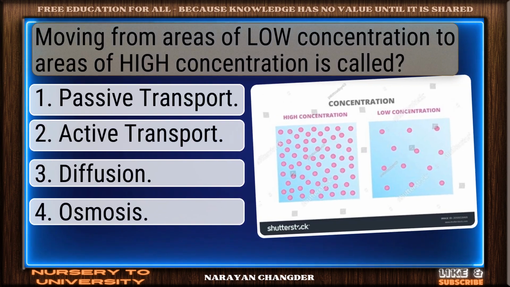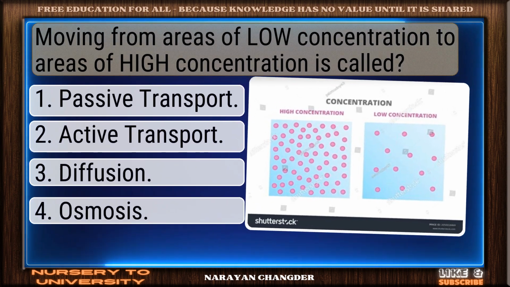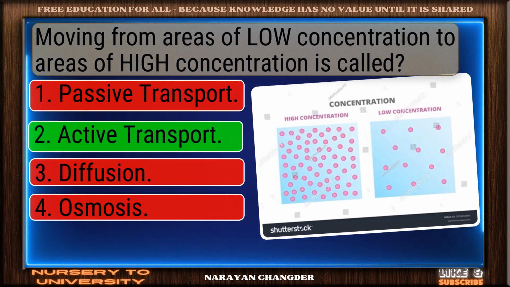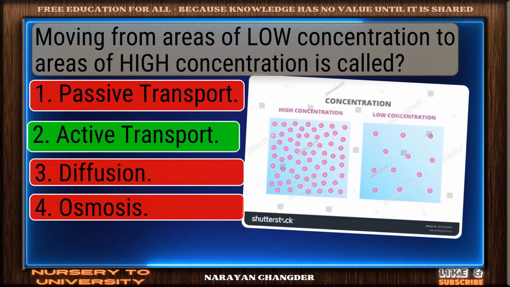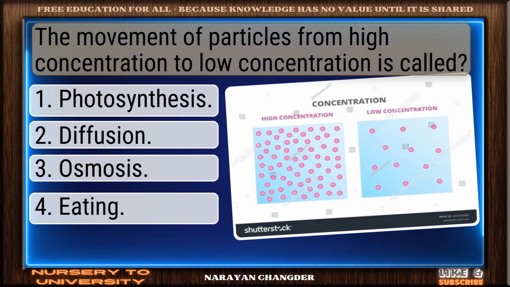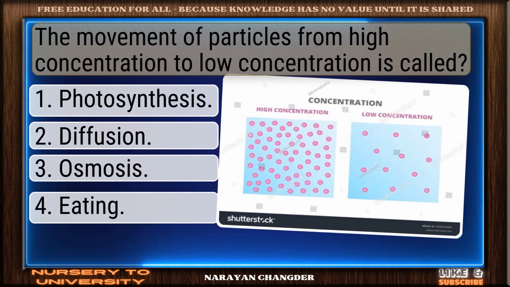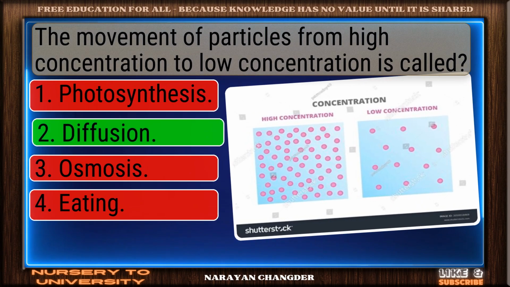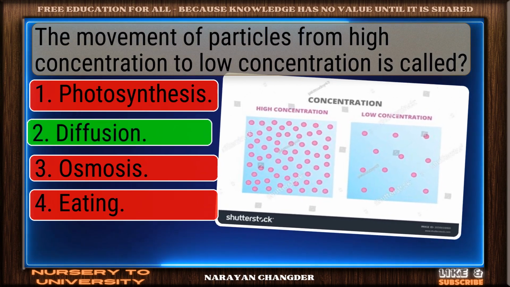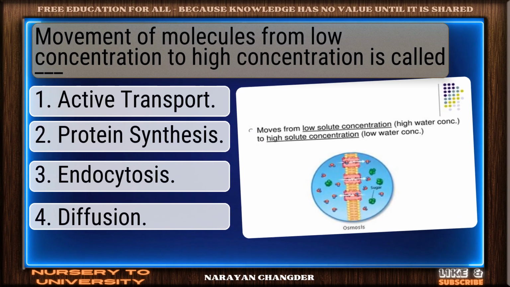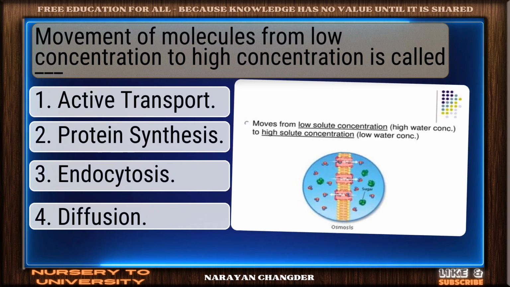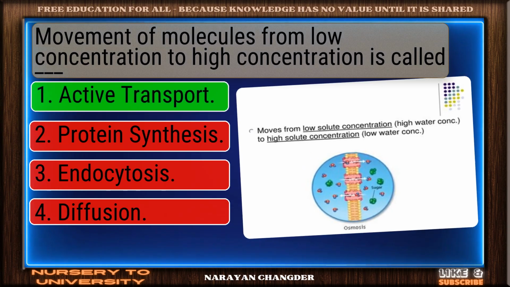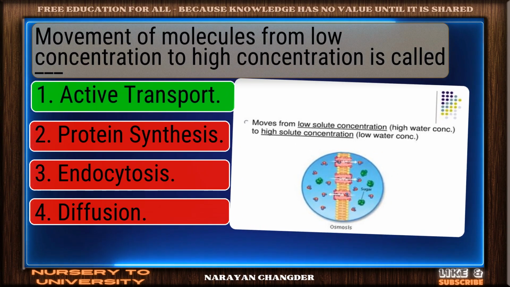Moving from areas of low concentration to areas of high concentration is called. You chose active transport, and it is correct. The movement of particles from high concentration to low concentration is called. Excellent. Diffusion is a brilliant choice. Movement of molecules from low concentration to high concentration is called dash. Smart pick. Active transport is the correct choice.